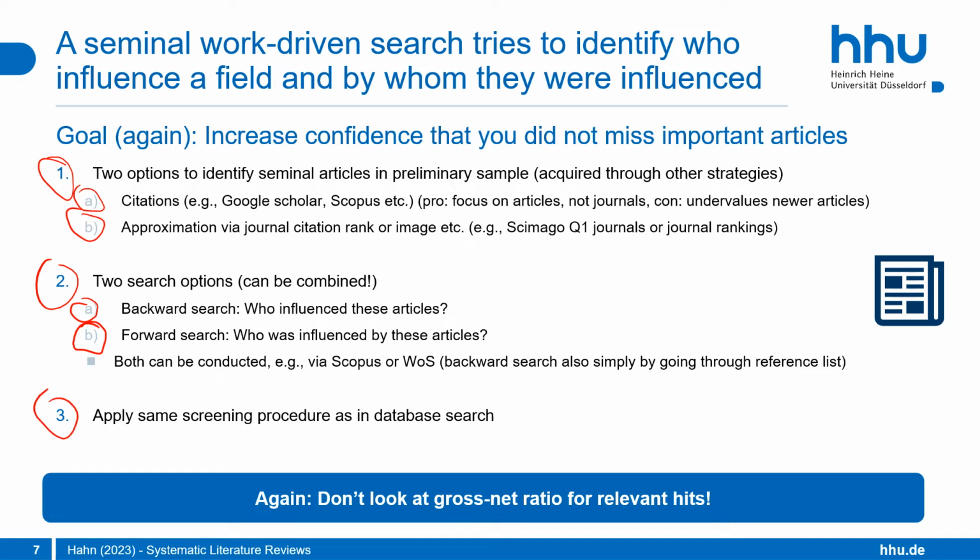And then again, you apply the same screening procedure as previously in the database search. So you look at the same criteria, whether or not an article is relevant for you, and then decide whether or not you want to include it into your final sample. Finally, again, just as with the journal-driven approach, don't look at the gross net ratio here for relevant hits, because again, this is something that is usually far broader than a keyword search in the database. So it's not really helpful to look at that ratio here.